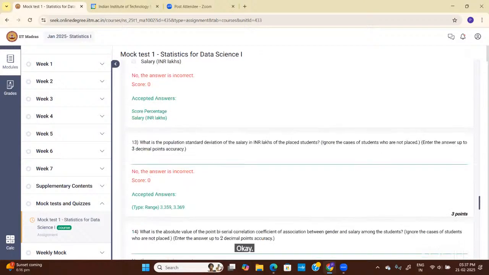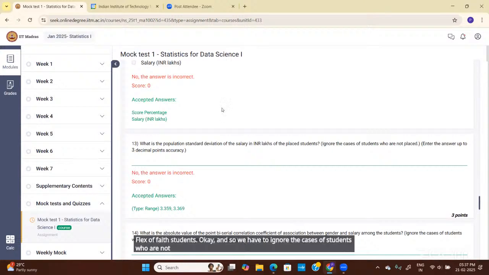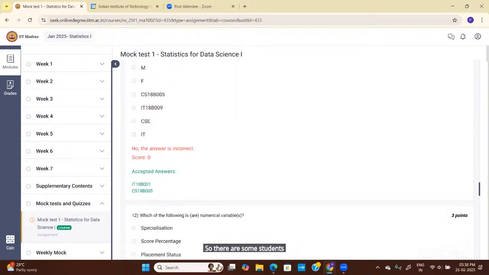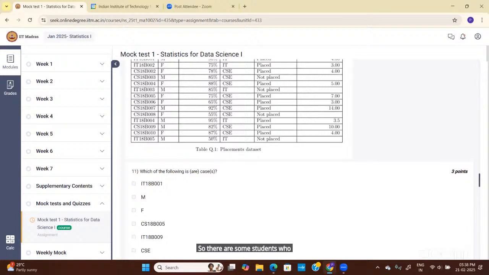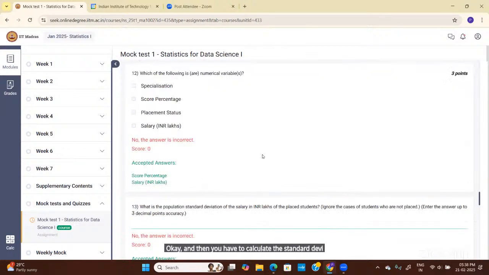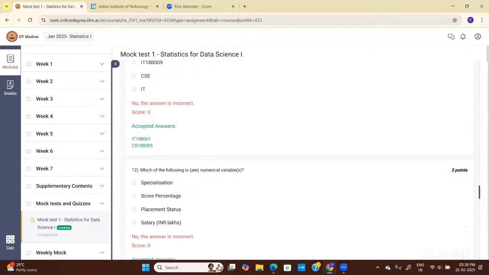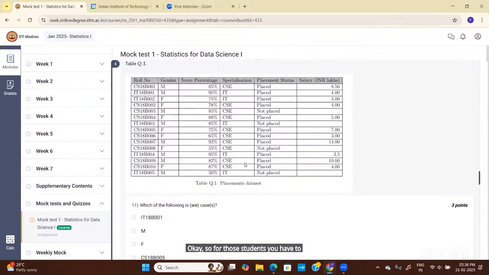Next question: what is the population standard deviation of the salary in INR lakhs of placed students? We have to ignore the cases of students who are not placed. There are some students who are not placed, so leave those cases. Then you have to calculate the population standard deviation for those students.